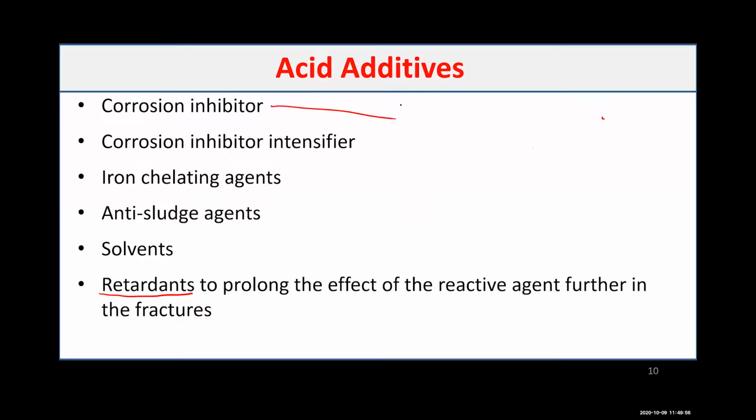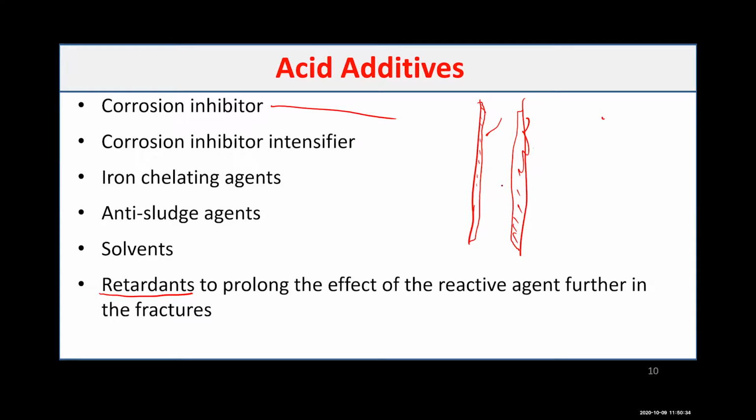So corrosion inhibitor, if you have your tubing here, usually creates a layer at the tube, a protection layer on the tube. This layer prevents the acid from diffusing on the surface of the tube and protects it. That is how a corrosion inhibitor works. Retardant actually increases the viscosity of the acid itself, making it a little bit more viscous, so the movement of the acid itself will be much less.